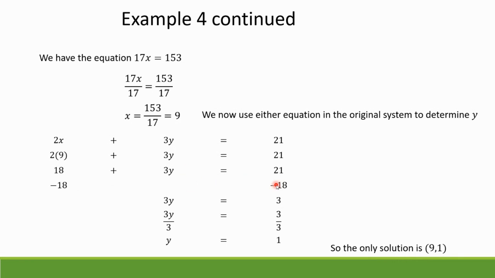Okay, these cancel. Well, this cancels, excuse me. We get 3y is 3. Divide both sides by 3, we get y equals 1. So the only solution is 9, 1, this ordered pair.